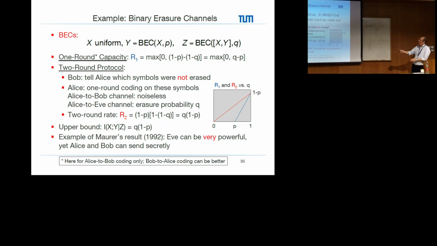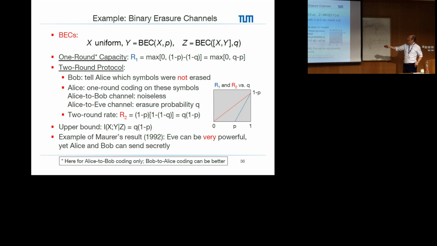Now let's come up with a simple protocol that gets us capacity, but that needs two rounds. It's really straightforward. Bob is measuring 0, 1 or erasure, right? He has an erasure channel. He just tells Eve in public which positions were not erased. And now Alice will code only on those positions and get a rate of 1. The probability of those positions is 1 minus P, and she codes at a rate of 1. And what is the erasure probability of Eve on those positions? It hasn't changed. It's still Q. So it's 1 minus (1 minus Q). We get Q times (1 minus P). That's the whole protocol.